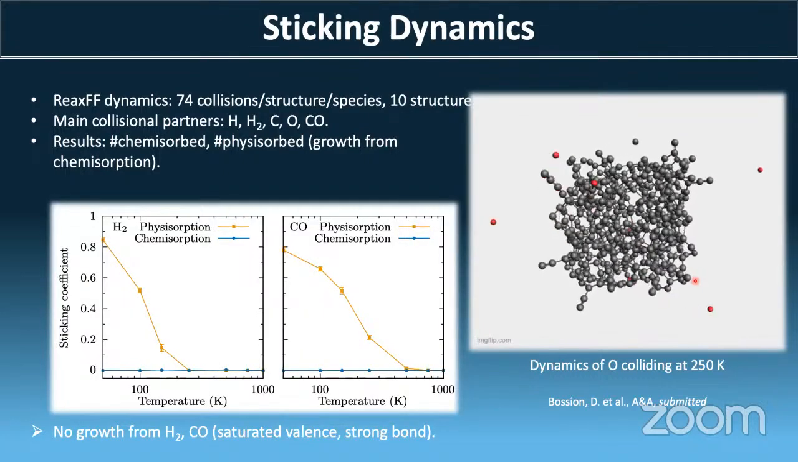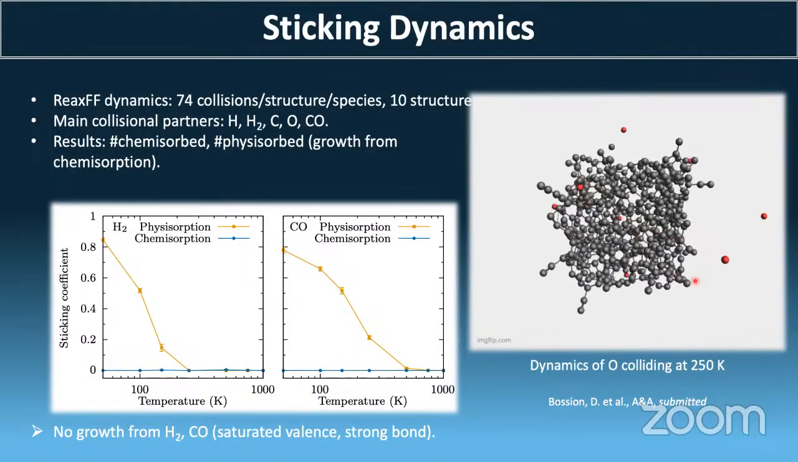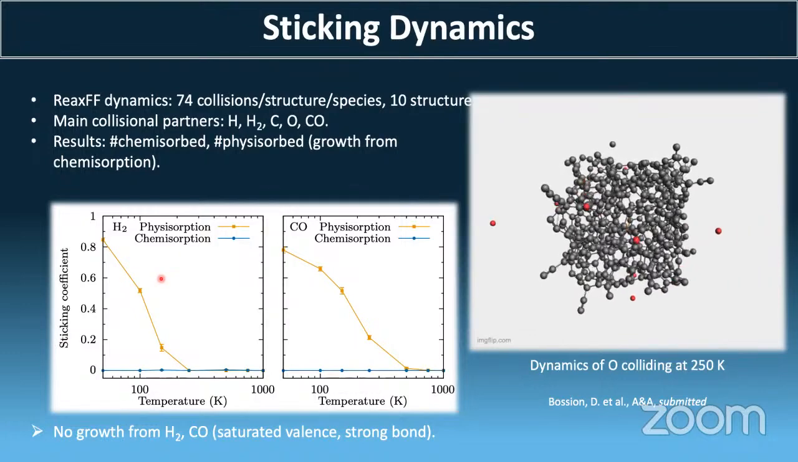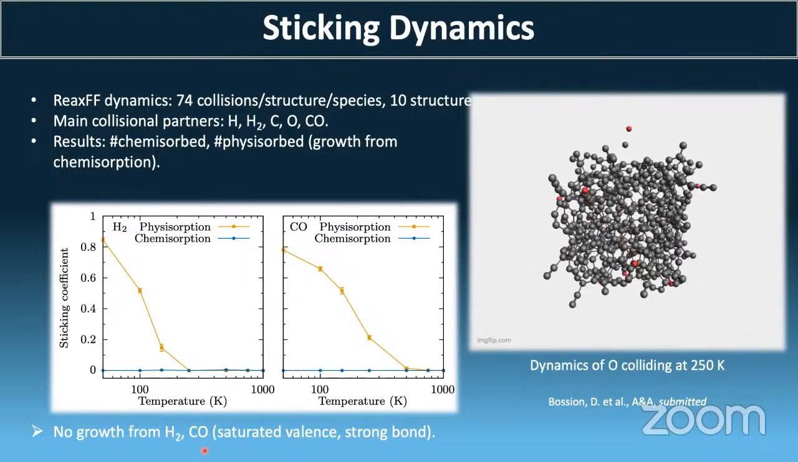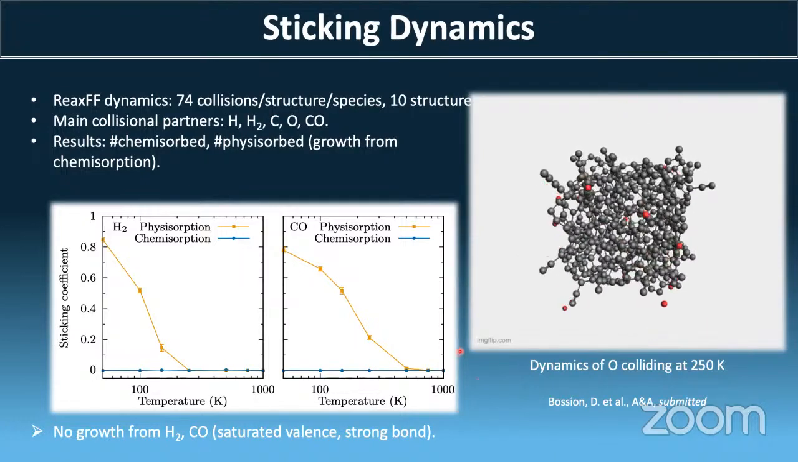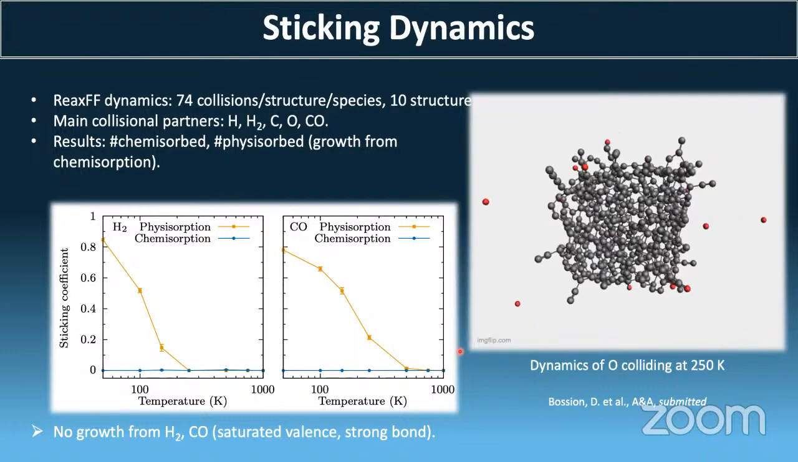And for the H2 and CO, we actually only saw physisorption, which makes sense because it's a saturated valence, so we expect no bond creation. And it's also a very strong bond. I think for H2, the bond is like 48 or 49,000 Kelvin. And the CO, being the strongest bond, is over 100,000 Kelvin. So for a simulation up to 2,000 Kelvin, we don't expect the CO bond to be broken, for example. So this was not so surprising.